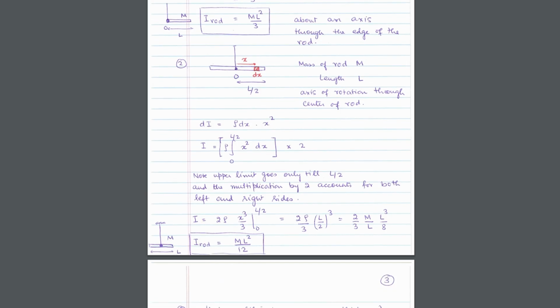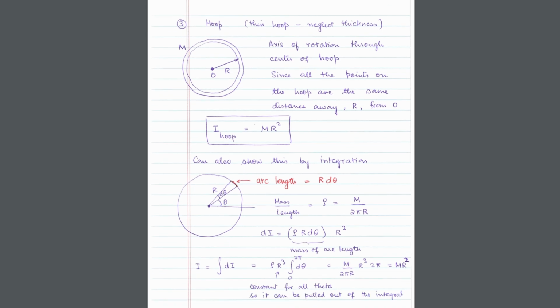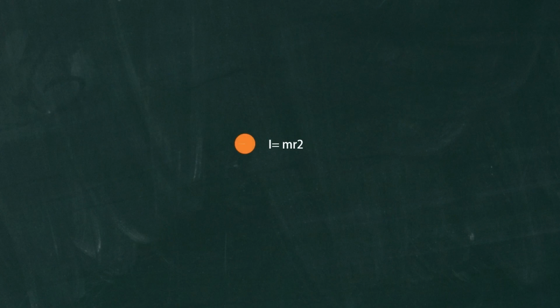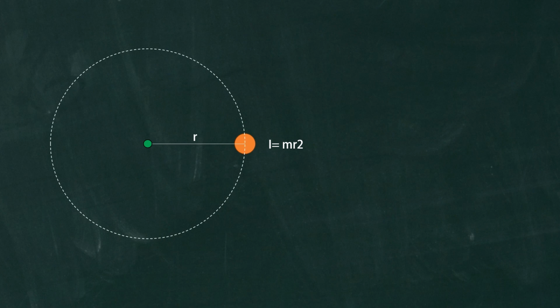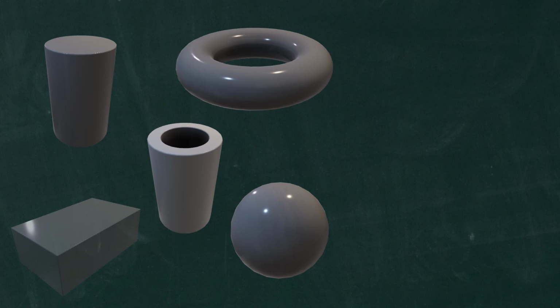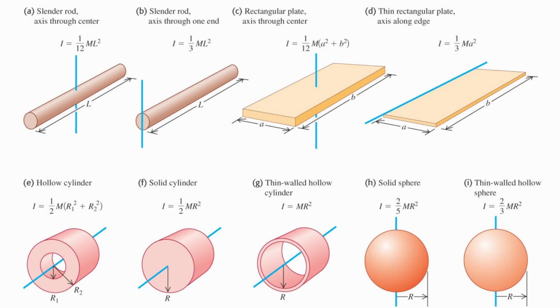Here I don't want to dive into the math of integration, but the point I want you to understand is that I equals mr² represents the moment of inertia of a point mass at a distance r from the rotational axis. But in the real world, we often work with rigid bodies like cylinders, disks, or any other shape. So to find the moment of inertia of these shapes, we perform integrations, and the results depend on the shape of the object and the position of the axis of rotation. I will leave these formulas in the video description for your reference.